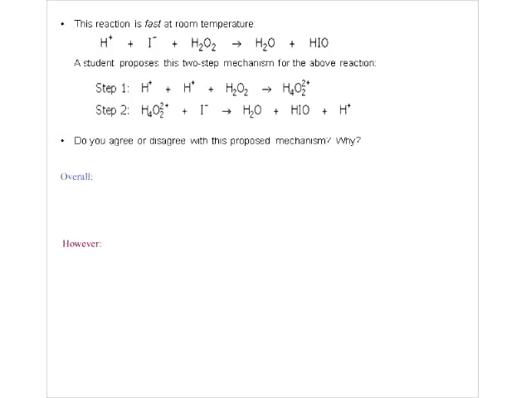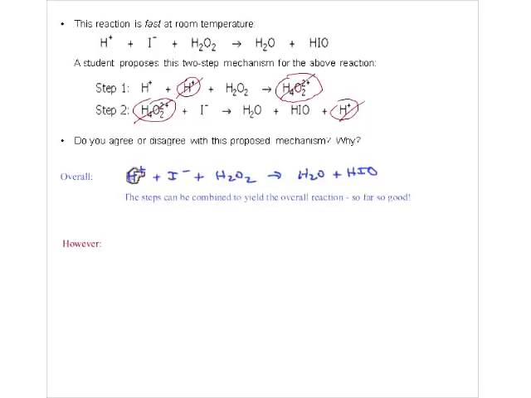Okay, the very first thing we have to do is ask, can we start crossing things out and combine step 1 and step 2 to make the overall reaction? And when we do this, we find out that we can cross out a hydrogen here. The H4O2 plus crosses out. And that's what we're left with. Okay? So we're left with H plus and I minus, H2O2, H2O, and HIO. Well, this is the overall reaction. So yeah, so far so good. We can combine it and everything works out.